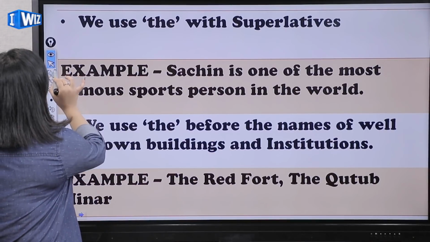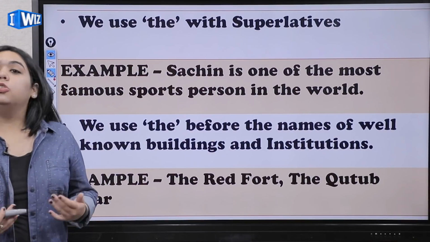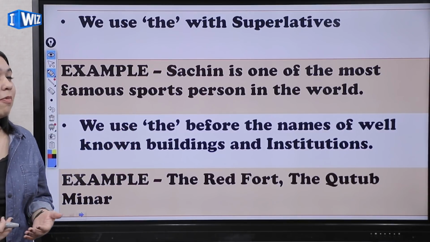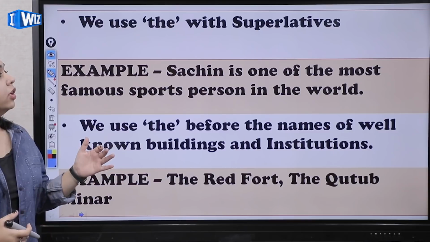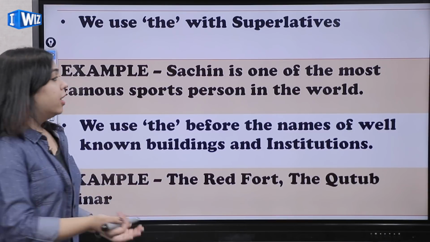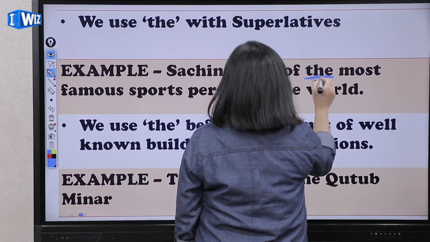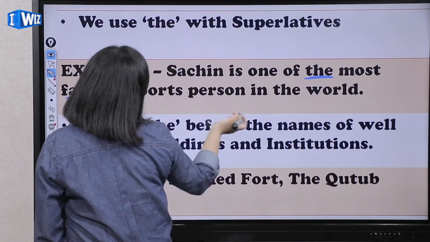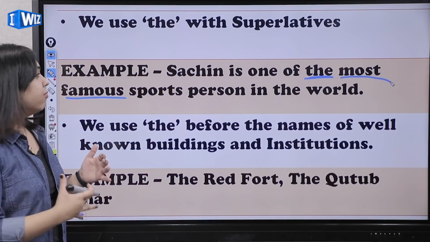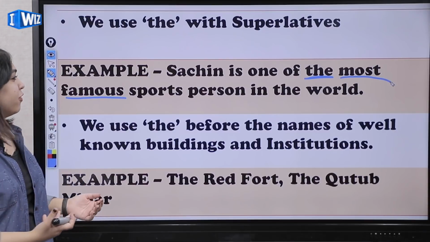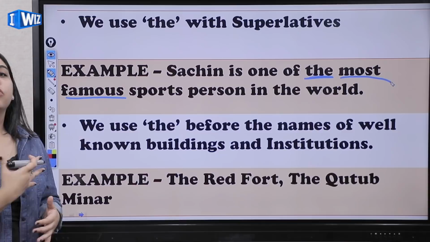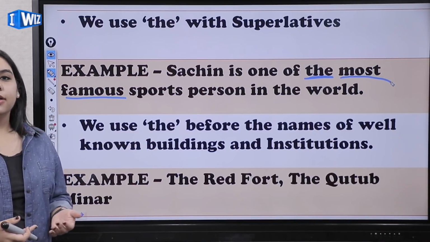Okay, so let's move on. We use the with the superlatives. This is something that we discussed in adjectives also, if you remember. Yes. So, example, Sachin is one of the most famous sports persons in the world. You see that the is used with the superlative form, that is most famous. So this doesn't need much explanation because we have done it before also. So the simple story, long story cut short, is that with superlatives we are going to use the article the.